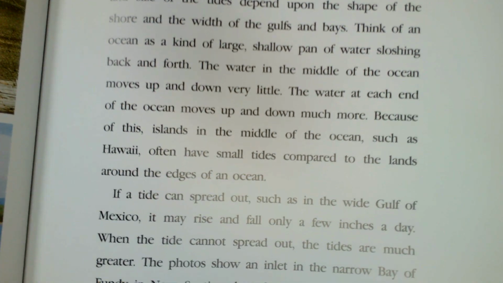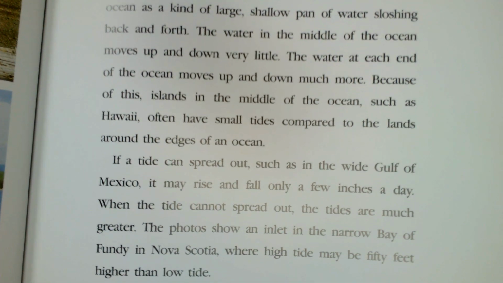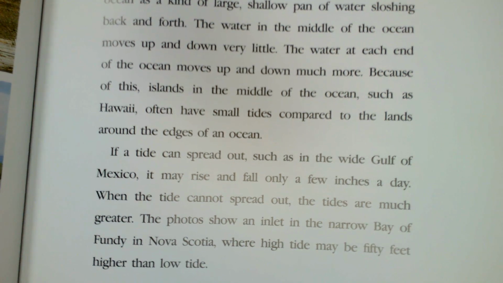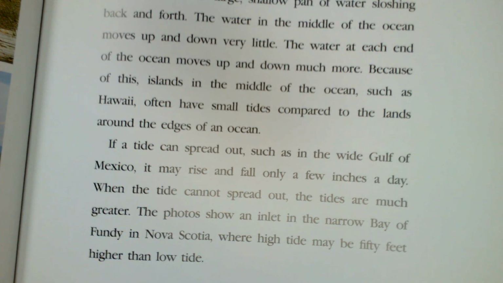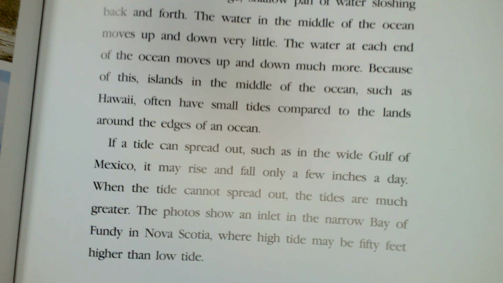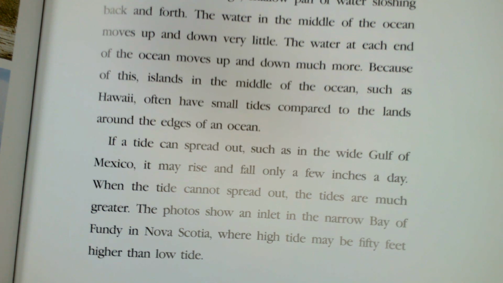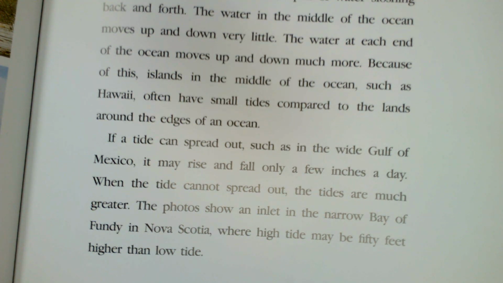If a tide can spread out, such as in the wide Gulf of Mexico, it may rise and fall only a few inches a day. When the tide cannot spread out, the tides are much greater. The photos show an inlet in the narrow Bay of Fundy in Nova Scotia, where the high tide may be 50 feet higher than low tide.